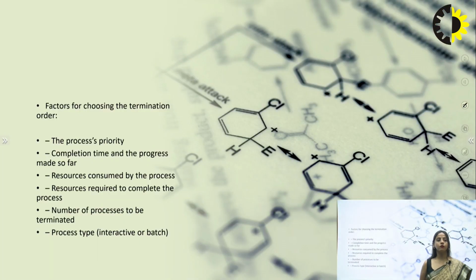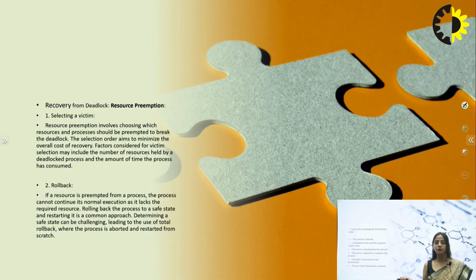Now, factors for choosing the termination order. How can you terminate the processes to resolve a deadlock? There should be some factors. The first one is the process's priority: on which priority is the process? Second, completion time and progress made so far. Third, resources consumed by the process. Fourth, resources required to complete the process. Then, the number of processes to be terminated, and the process type, interactive or batch.